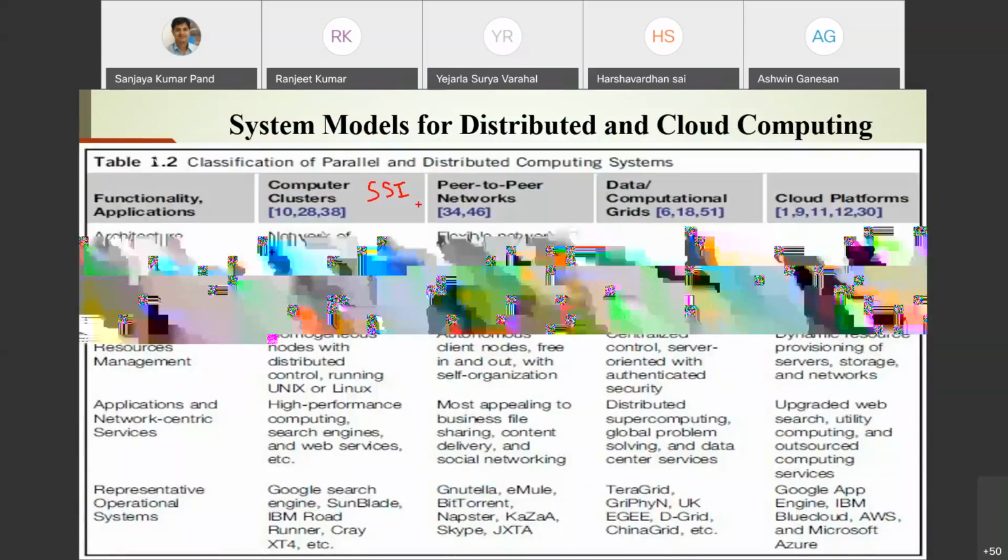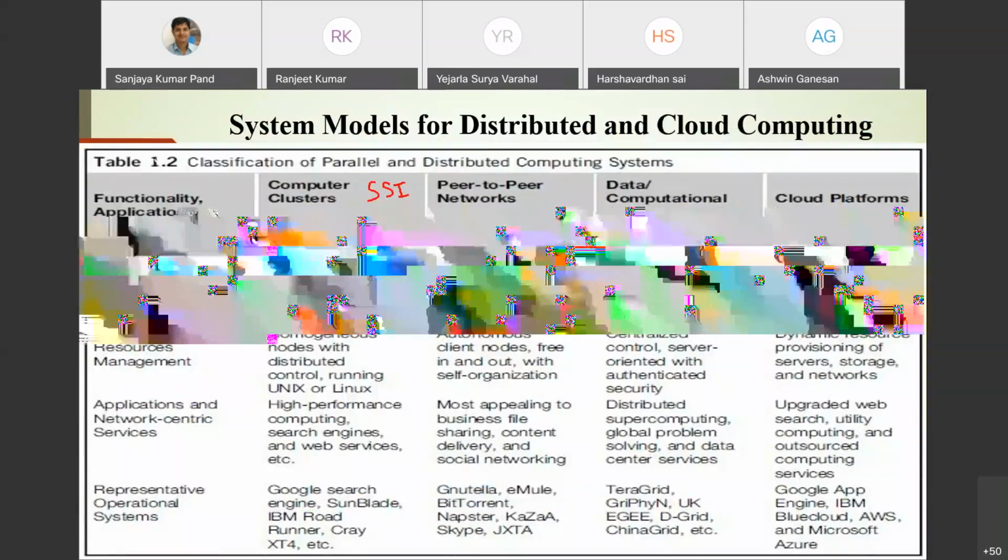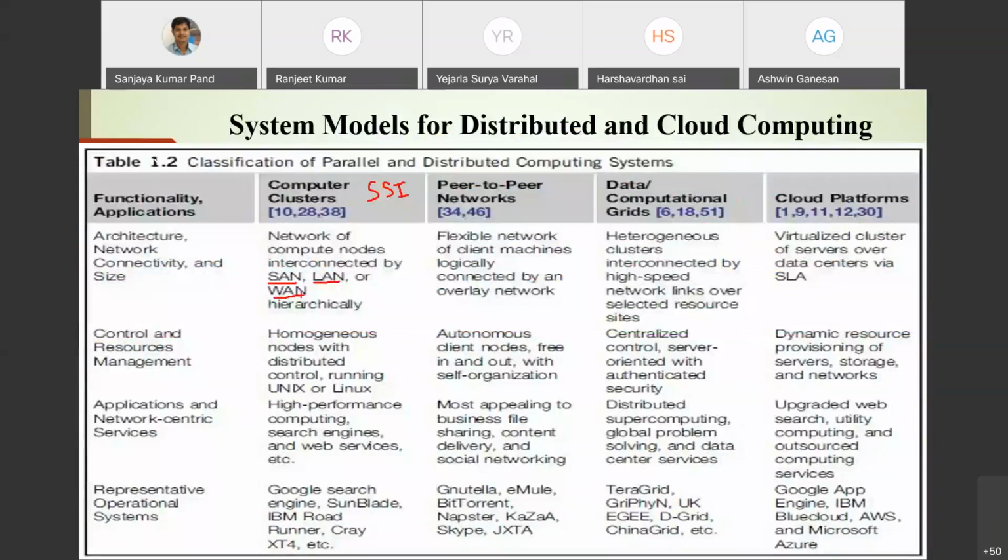That's why it is a network of computer nodes interconnected. Last class I told you where to use SAN, where to use LAN, where to use MAN, and where to use WAN. Based upon your applications, you have to decide which one is preferable, right?